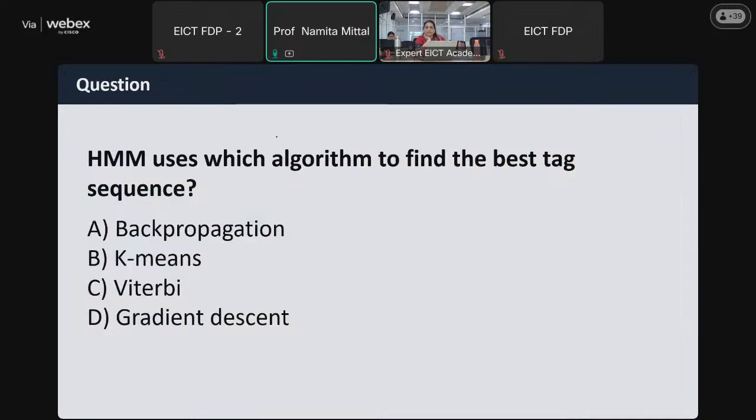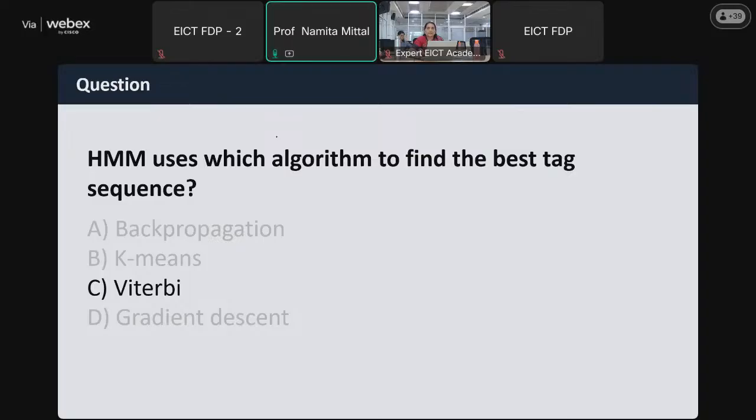Now, time for the questions. Please read them carefully. It will help you understand the previous concepts. HMM uses which algorithm to find the best tag sequence? Nothing to do with back propagation. HMM uses Viterbi only for decoding. K-means is for clustering, and gradient descent is not applicable for HMM. It is used for MEMM. So Viterbi is the answer.